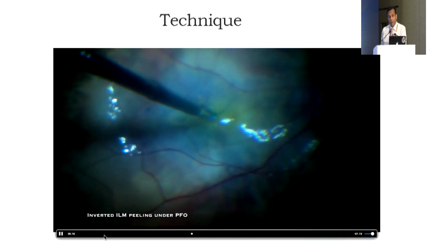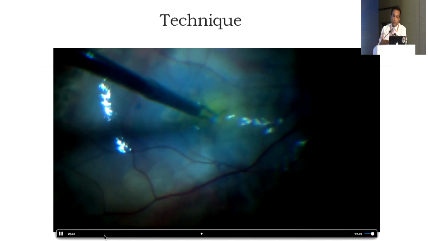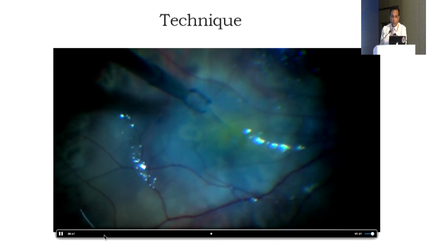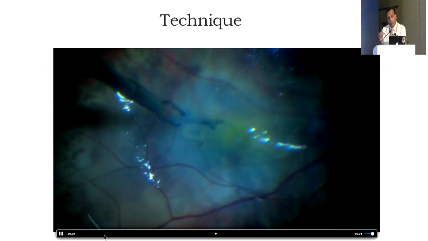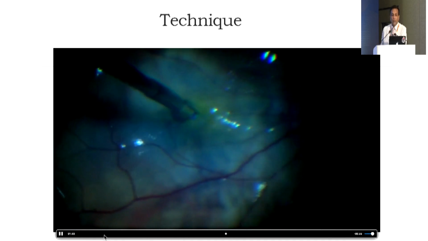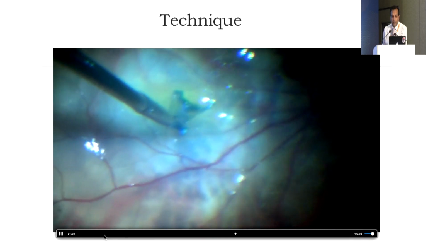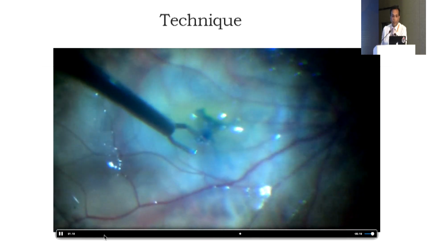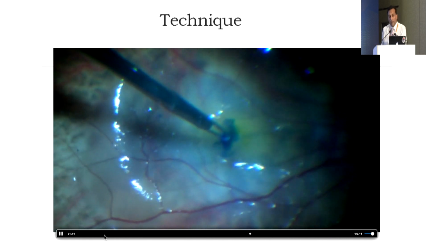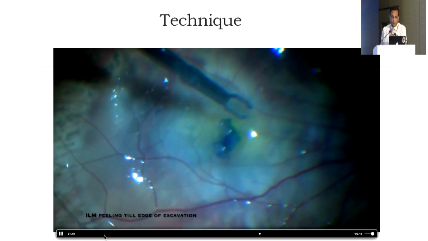The difference between the routine inverted peeling and the peeling in these cases is that it has to be of a larger diameter. The peeling extent should encroach the excavation of the staphyloma, because you have to make the retina sufficiently redundant so as to close the hole. If you have peeled a small area, it will not be pliable enough, and there will be recurrence, a late reopening of the hole, or a type 2 closure.